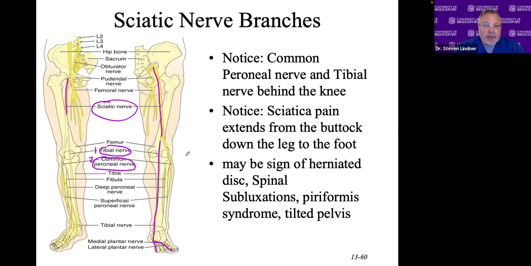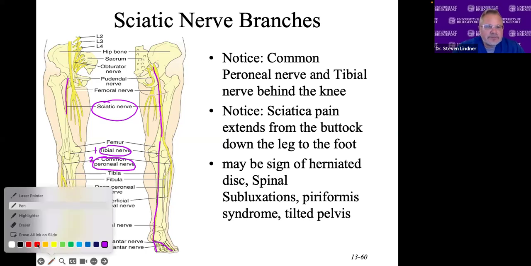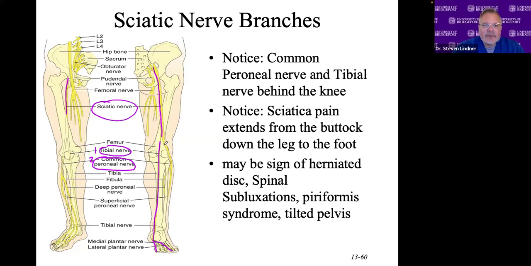But I want you to see how the sciatic nerve comes from the sacral plexus, goes under that greater sciatic and lesser sciatic notch that you learned when you did osteology, goes down the back of the thigh, and right where that popliteal fossa is at the back of the knee, it splits into a tibial, and I'll change the color of the other one, and a common peroneal.